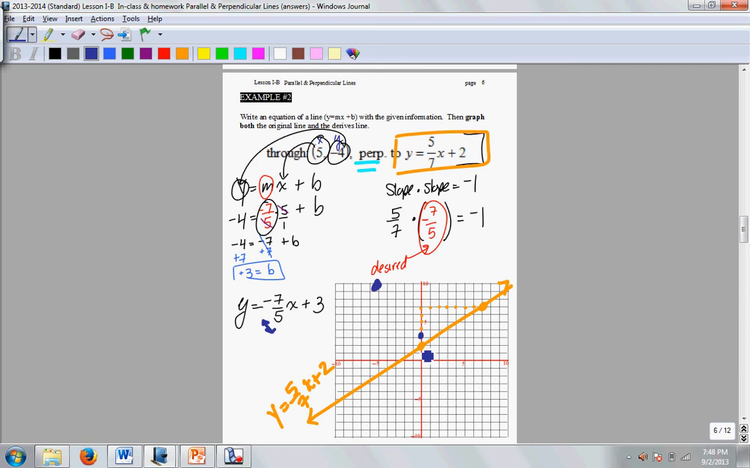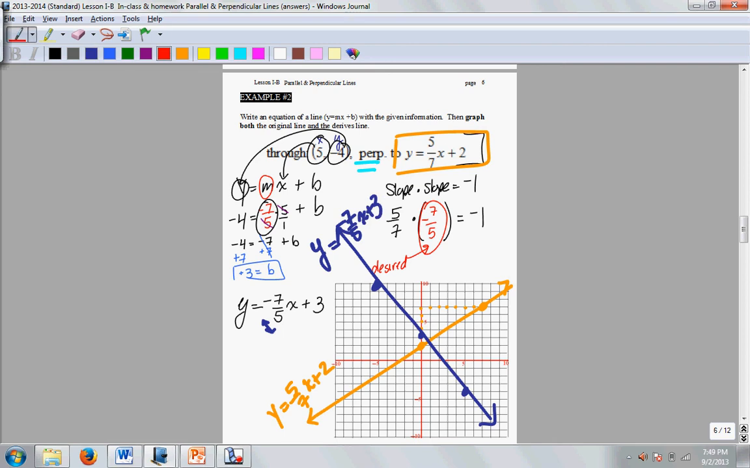Or I could go down this way. 1, 2, 3, 4, 5, 6, 7. And hang a right. 1, 2, 3, 4, and 5. We want to graph that line. That's going to be y equals negative 7 over 5x plus 3.